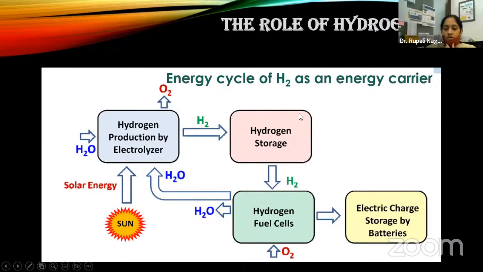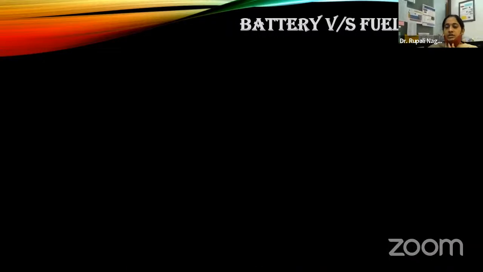So here we are talking about the green cycle of the hydrogen as an energy carrier. So slowly we are progressing towards the topic of today, which is battery versus fuel cell. So firstly, one has to understand what is the basic difference between battery and a fuel cell.